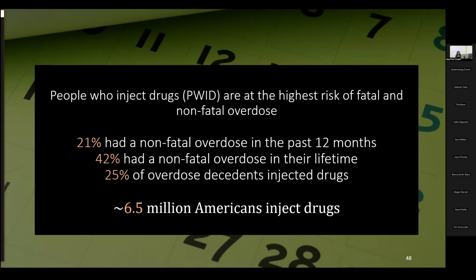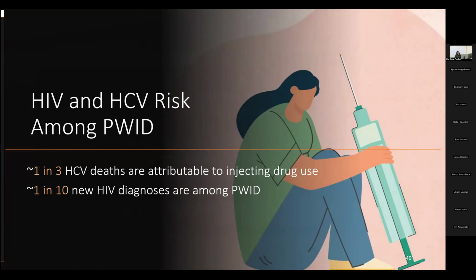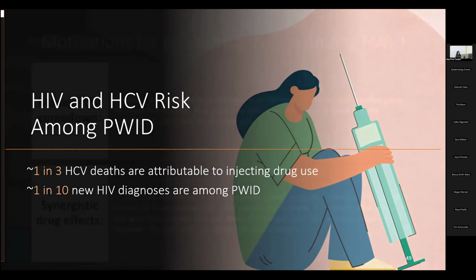Based on the literature, we see that PWID are at the highest risk of fatal and non-fatal overdose, with 21% reporting experiencing a non-fatal overdose in the past 12 months. 42% had a non-fatal overdose in their lifetime, and 25% of the overdose deaths are among people who inject drugs. The burden of HIV and hepatitis C infection is also pretty considerable amongst this population, with an estimated 1 in 3 HCV deaths attributable to injecting drug use, and 1 in 10 new HIV diagnoses amongst PWID.